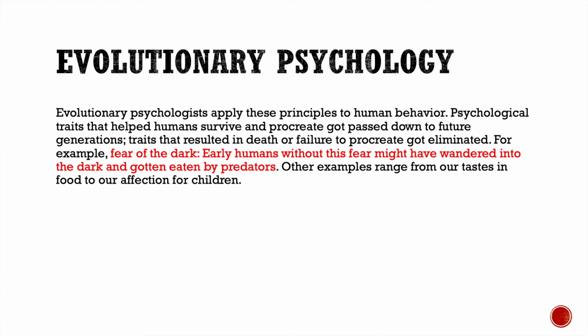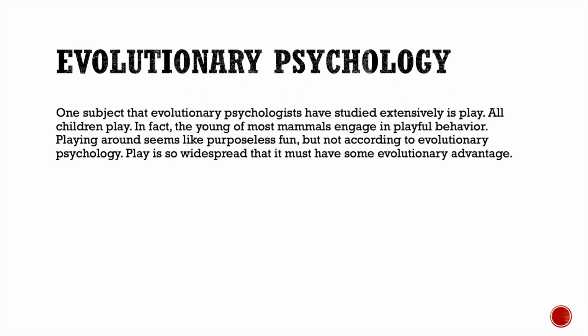For example, fear of the dark. Early humans without this fear might have wandered into the dark and gotten eaten by predators. Other examples range from our tastes in food to our affection for children. So these all might have been passed down. This is what evolutionary psychology teaches us, that we inherited a lot of these traits. We just weren't naturally afraid of these things. This has been passed down for generation and generation and generation.